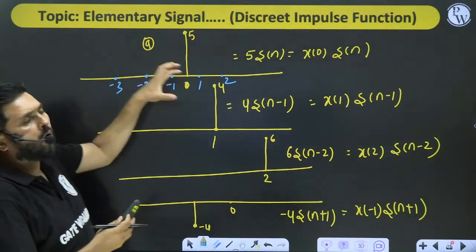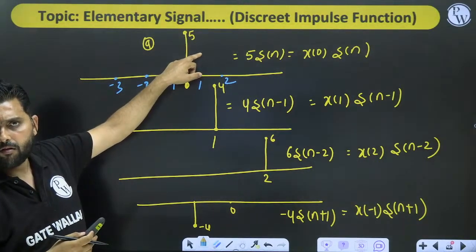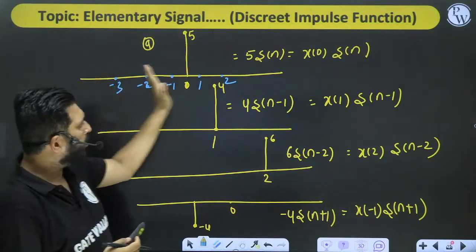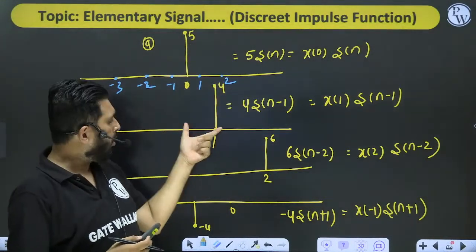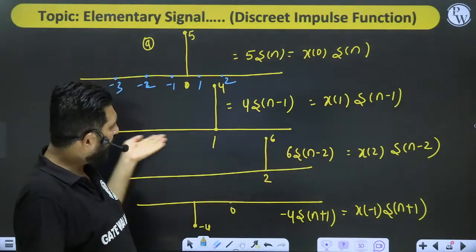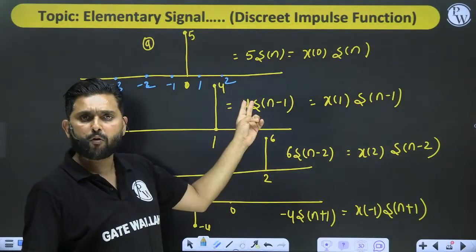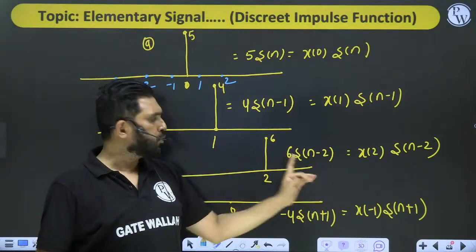If I add all these values, what will you get? 5. If you add all these values, what will you get? All the other samples are 0. If nothing is noted, this means that they all are 0. If you add all the values here, you will get 4. Similarly here also, if you add all the values, you will get 6.